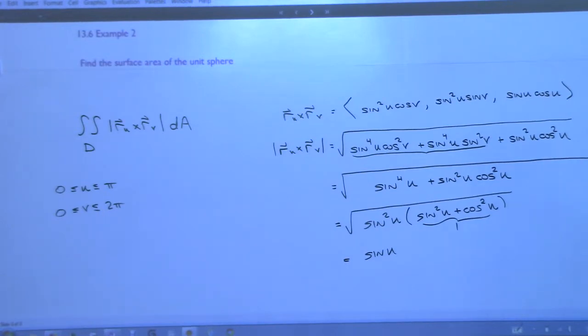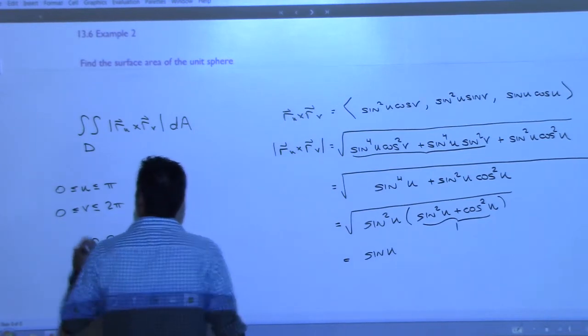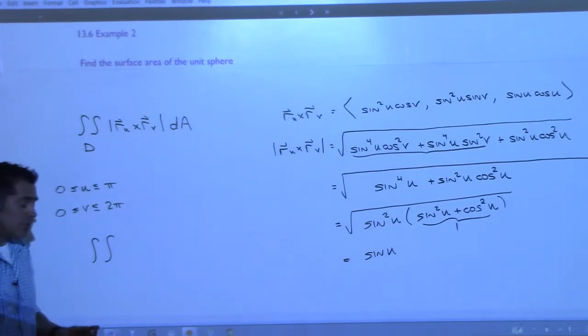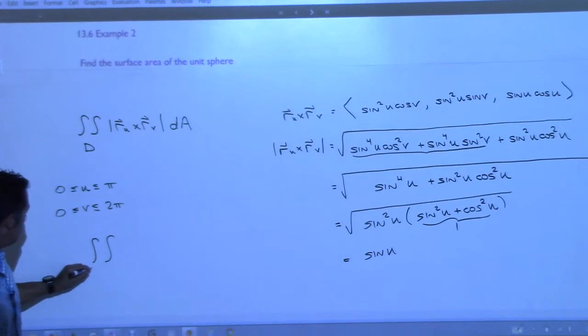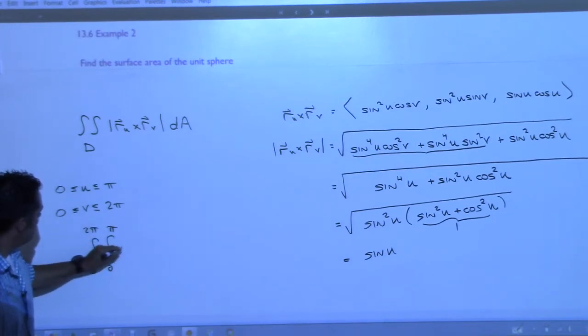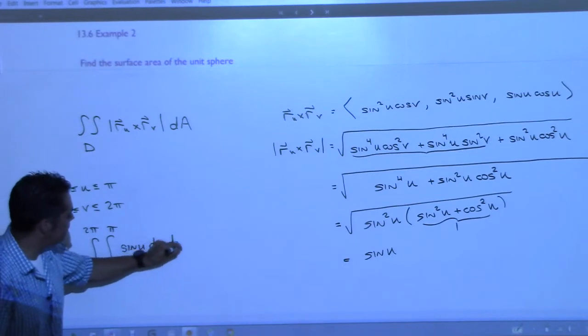All right, so we got that? Okay, questions? We need to integrate that with respect to area. So let's come back over here. I need to do the double integral. And now I'm going to go over D, which were my restrictions. These are both constants, so the order in which I do this does not matter. So let me go 0 to 2 pi, so I'll do v on the outside, 0 to pi here. I'm integrating sine u du dv.